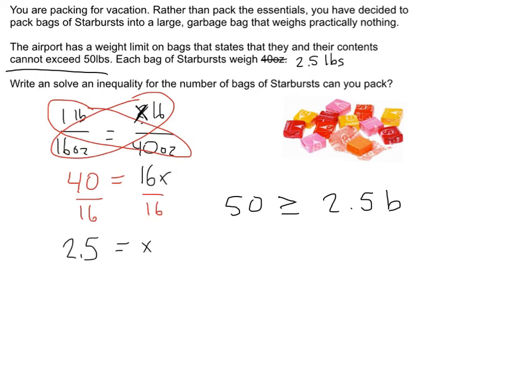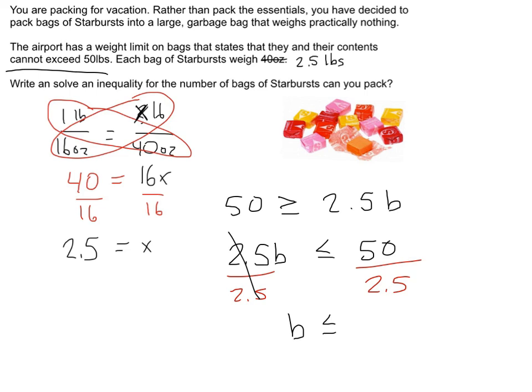Now this is why the sign is pointing here, because if I reverse these things and do 2.5 times b on this side and 50 on that side, the sign still needs to point to the 2.5. How this reads is 2.5 pounds per bag of Starburst has to get you less than or equal to 50 pounds, which makes sense because our limit was 50 pounds. So in order to solve for b, which is the number of bags of Starburst I can bring, I need to divide by 2.5 and divide by 2.5, and there I get b is less than or equal to 20.